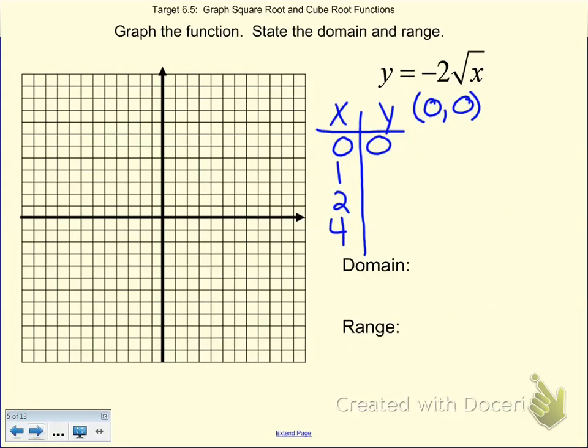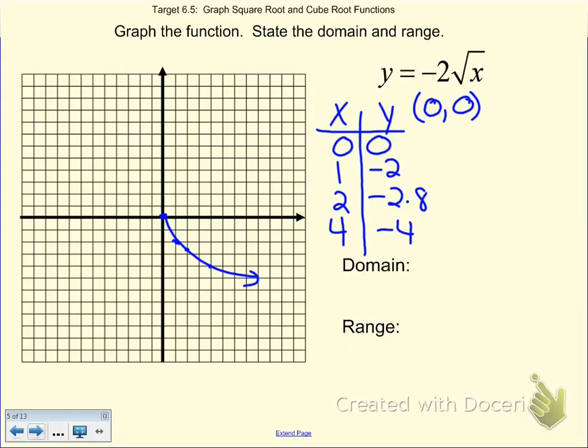So we plug in 1, we get out negative 2. We plug in 2, and you get negative 2.8. And you plug in 4, and we get negative 4. So we're going to graph these on our graph. The point 0, 0, 1, negative 2, 2, negative 2.8, 4, negative 4. Then we draw our graph.